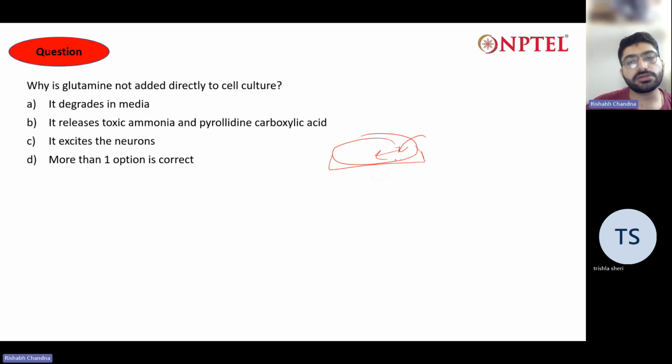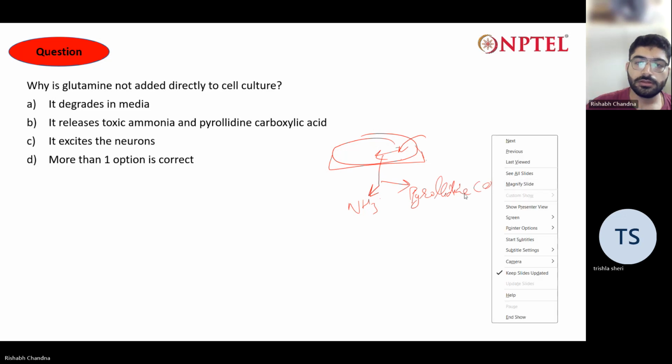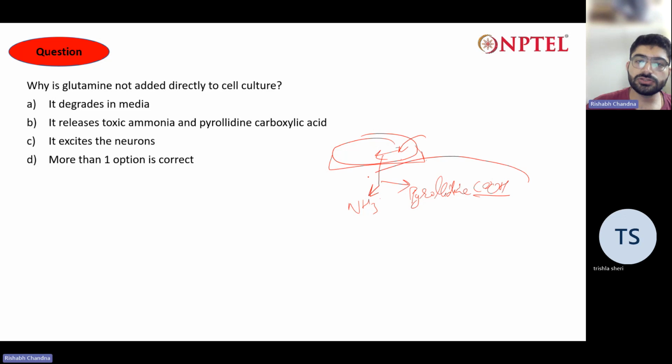Okay, and it will be toxic because two products are formed after degradation. First is ammonia, and the other is pyrrolidine carboxylic acid. These two products are formed, and they are toxic for the cells. So it degrades in the media and releases toxic ammonia and pyrrolidine carboxylic acid. That's why glutamine is not directly added to the cell culture. So option D is correct.